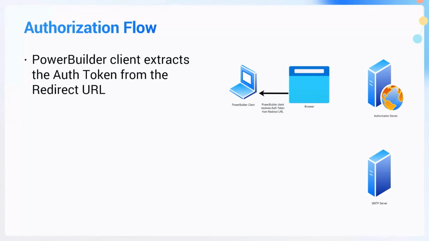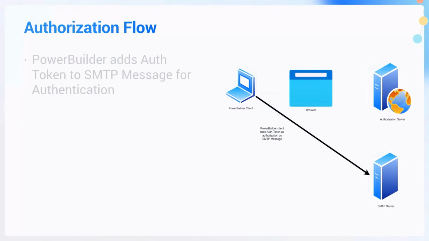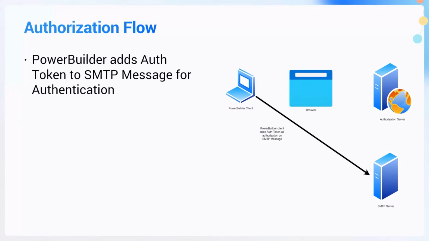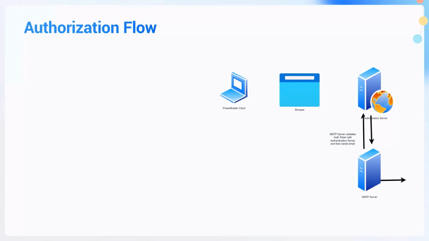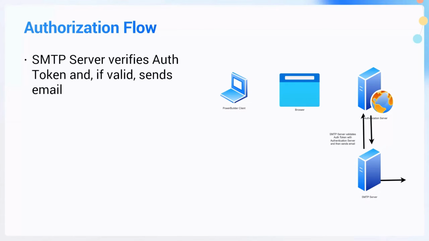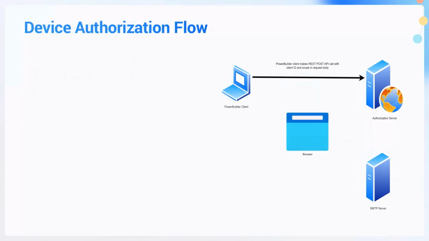So this is PowerBuilder now extracting the auth token from the redirect URL. It then attaches that auth token to the SMTP message and sends it off to the SMTP server. At that point, the SMTP server validates the auth token against the authentication server, the authorization server. And if the token is valid, it sends off the email. So that's the authorization flow.